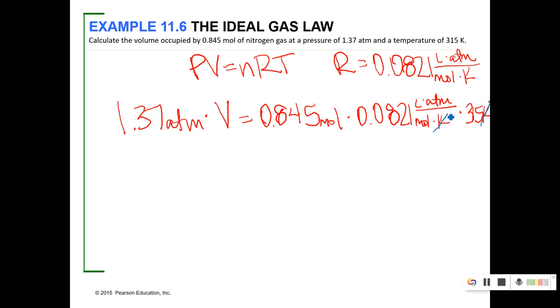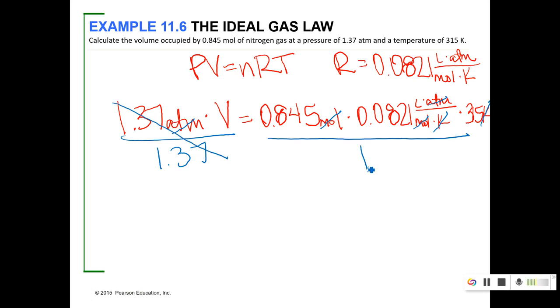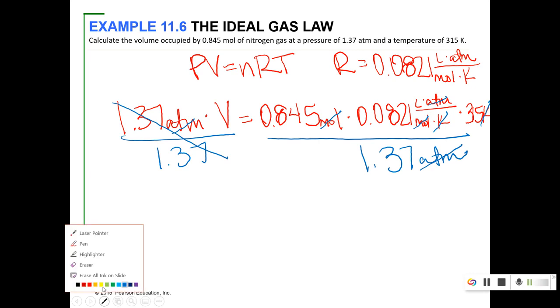Here's the deal. This Kelvin crosses out with that Kelvin. This moles crosses out with that moles. I'm going to divide the atmospheres over here. I'm going to divide by 1.37 to get rid of it. So then my atmospheres cancel. Okay, so in our calculator, I'm going to put 0.845 times 0.0821 times 315 divided by 1.37.